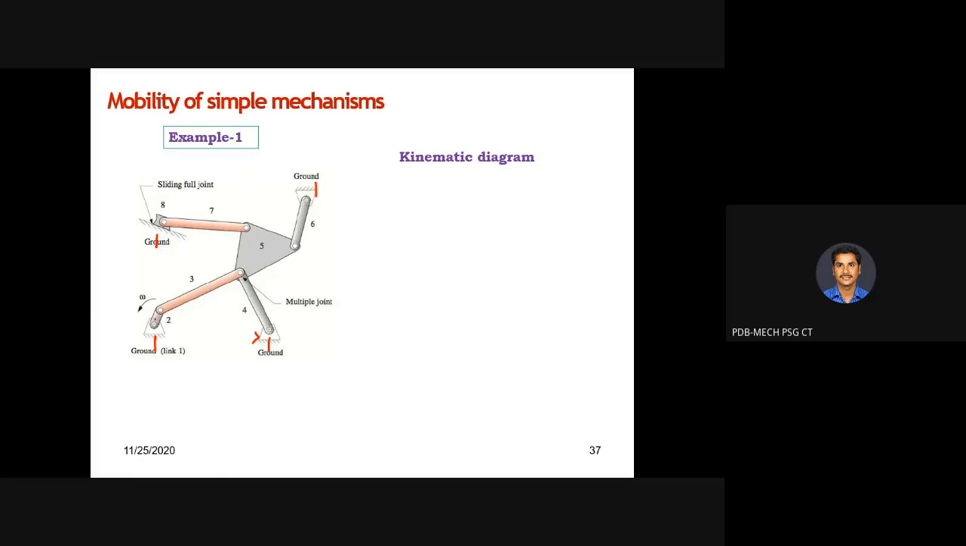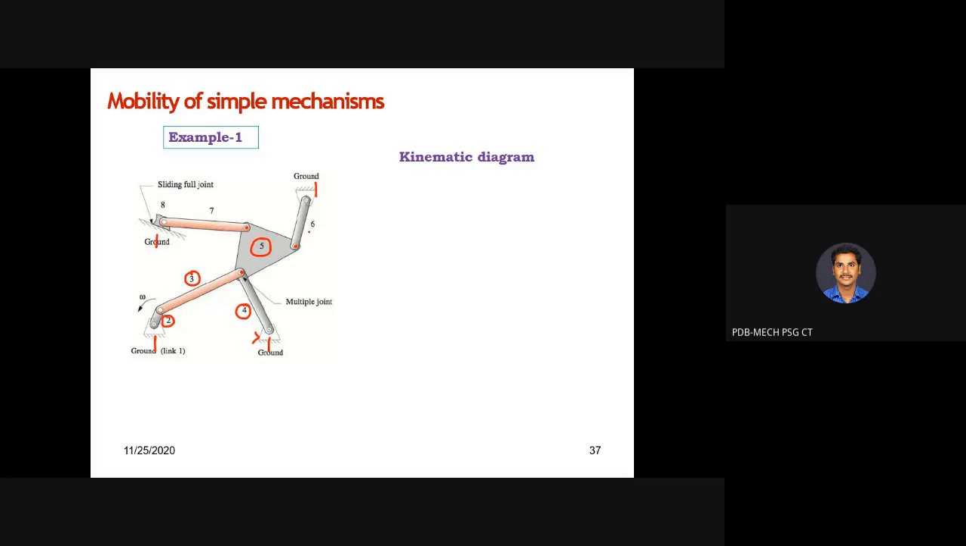This is link 2, and this is your binary link 3. So link 2 is also a binary link. Link 3 is also a binary link. Link 4 is also a binary link. Then link 5, what type of link is it? Ternary, sir. Yes, it is a ternary link because we have 3 motion transfer points. This is 1, this is 2, and this is 3. So it is a ternary link.